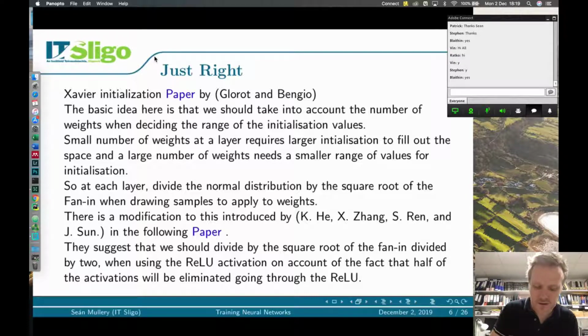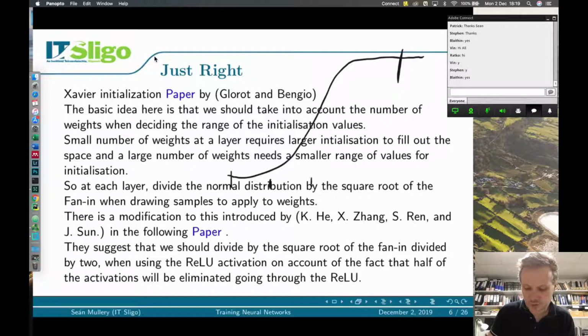And the idea we're getting at here is that if you take a range, and we'd like to fill out the range from there to there, if we only have a small number of weights, the chances of many of them getting out into this extreme range and out here into this extreme range is less. Therefore, you might want to set a larger initialization so that you spread out over the space.